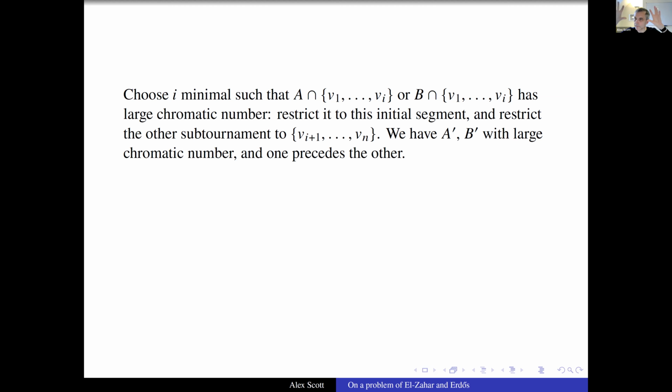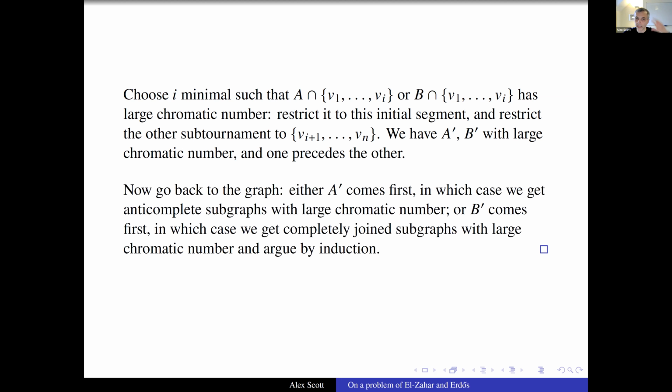So you've got A prime and B prime. They now, one comes before the other, they both have large chromatic number, and A prime is complete to B prime. So there's two possibilities: A prime comes before B prime, or A prime comes after B prime. And let's just see what those two give. So if A prime comes before B prime, then all the edges go up. So when we translate back to the graph again, they give us non-edges. They're not in the back edge graph because they're upwards edges. So we get an anti-complete pair, whatever came from A prime and whatever came from B prime, and by our observation before, we keep large chromatic number.